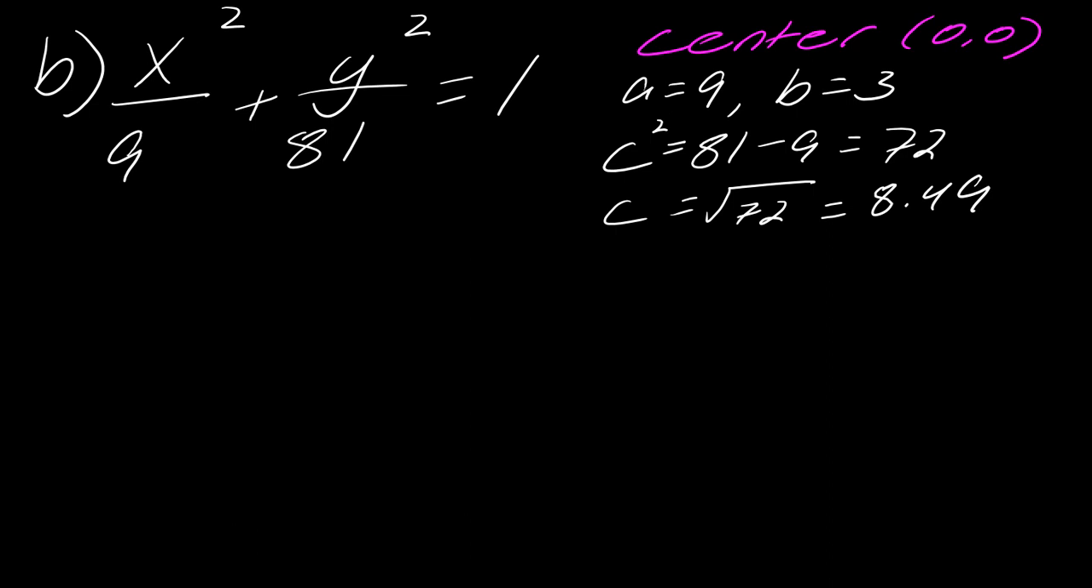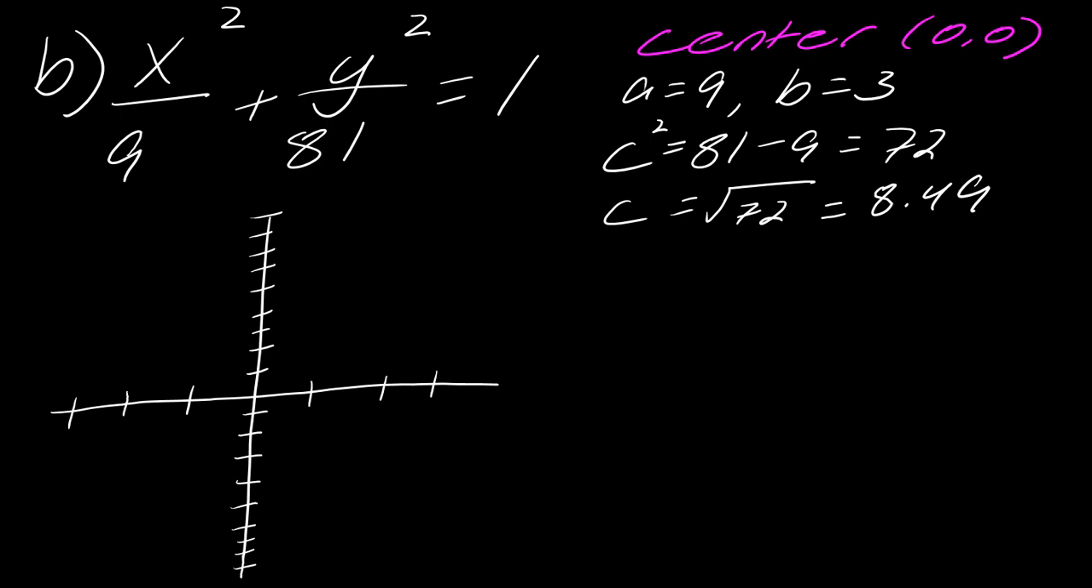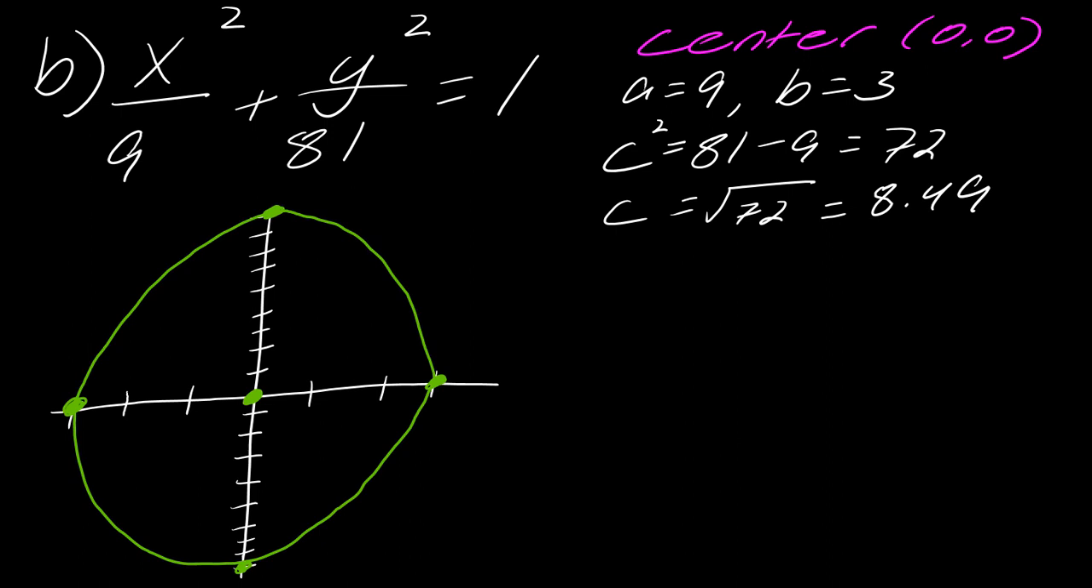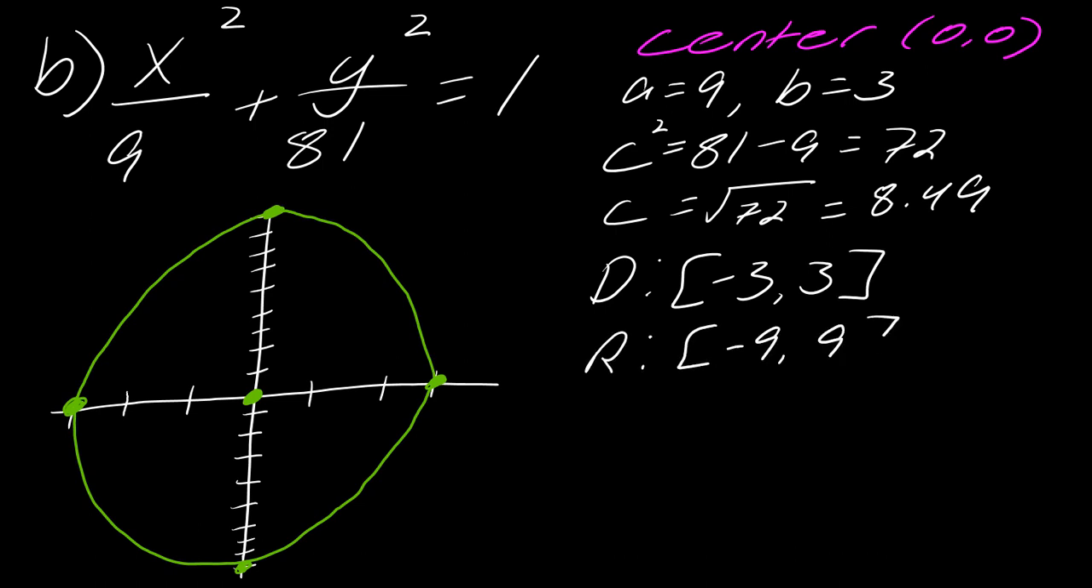Okay, so now I can set up my graph paper and we can start sketching some things. So here's my center at 0, 0. I'm going to go out 1, 2, 3, 4, 5, 6, 7, 8, 9 in each direction on the y-axis, and then out 3 in each direction on the x-axis. Then I can connect those points, and this is going to be messed up because I don't have this drawn to scale. But now I've got the pieces there. My domain is going to go from -3 to 3. My range is going to go from -9 to 9.